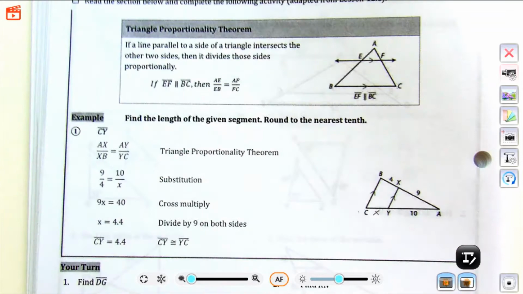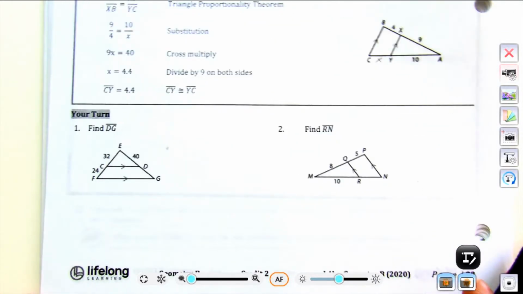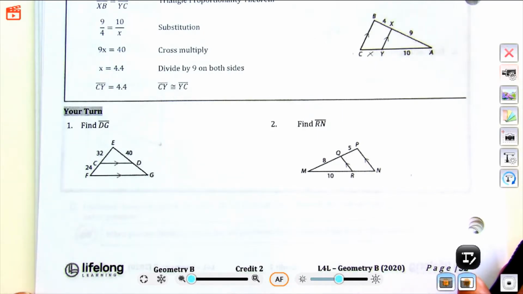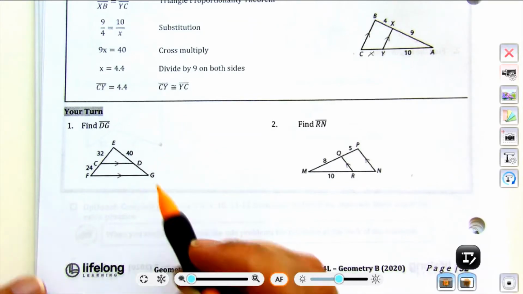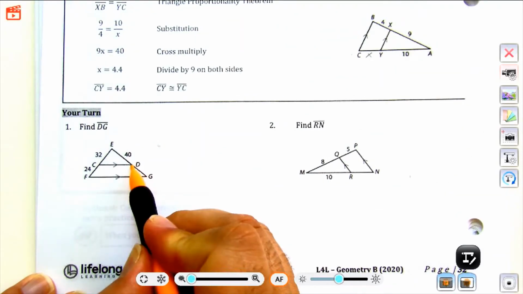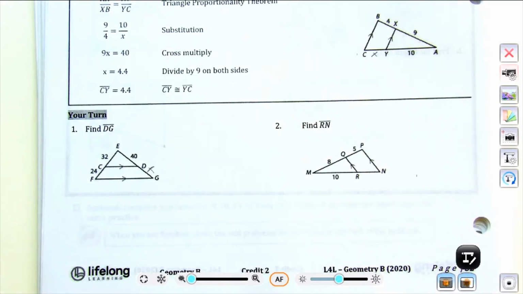So let's go over some problems. Now you could choose to pause the video and try to do these problems on your own, or you could just continue to play the video. But for the first example, they want us to find out what DG is. So this piece right here from D to G. I'm going to put an X right here, and I'm going to create that proportion.